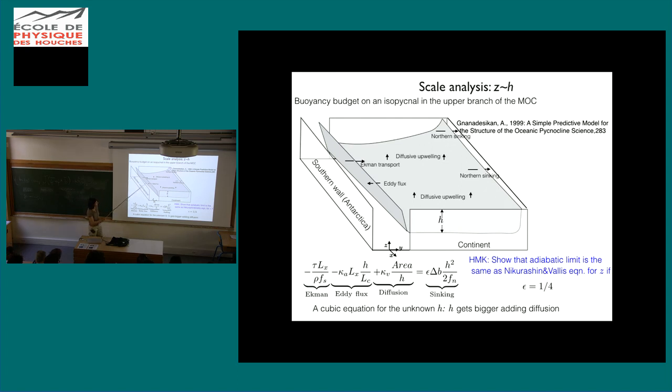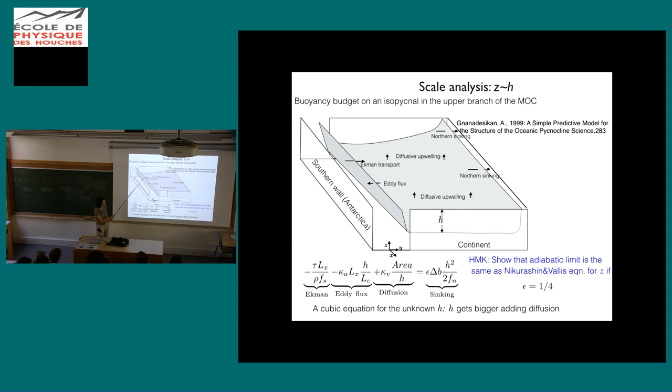And I would like to present it to you, because I think it's a very insightful way of looking at the problem, and also it's helpful when you want to extend these conceptual models through 3 dimensions. So in this paper, Canadesican considered the circulation above a generic isopycnal in the mid-depth range, the one where the mid-depth overturning is going on.